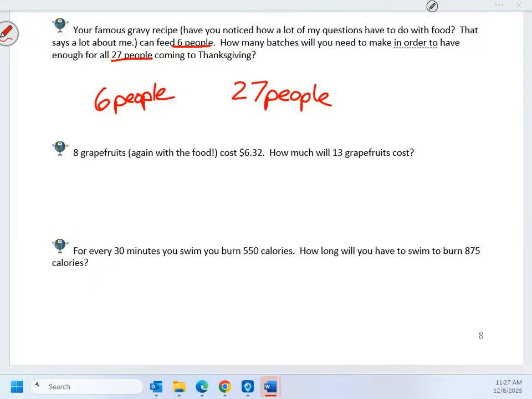6 people is 1 batch. Ah, 1 batch of gravy is for 6 people. And we need to know how many batches for 27 people. Notice how I'm labeling, making sure batches are across from each other, people are across from each other. Could I have put 6 people over 1 batch? Sure. Then I would have to put 27 people over question mark batches, right?